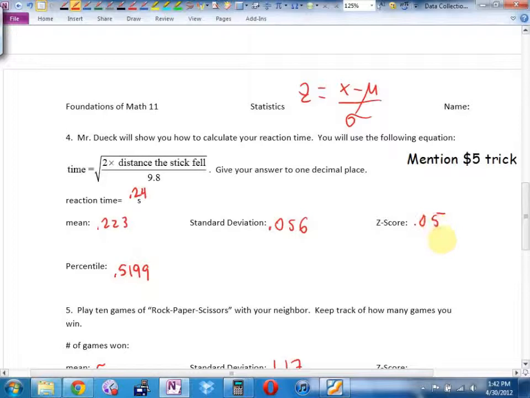Oh, okay. This is what you're supposed to do for homework. Okay. Tell me what number you put here. You need to learn this, so this is the time to learn this. Tell me what number you put there. Okay, get your calculator out. It's going to be your value minus the mean: 0.24 minus 0.223. Press equals. Divided by the standard deviation.